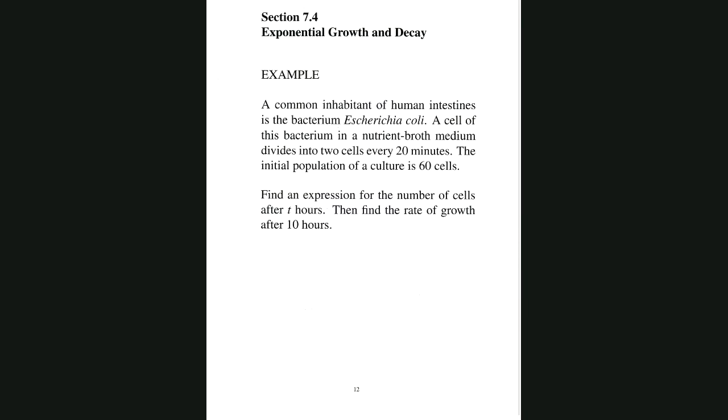If we look at the original problem, we want to find an expression for the number of cells after t hours. Hours, right? So am I going to put a 20 in for t if I want the expression to be in terms of hours? We're not going to put in 20 minutes. We're going to put in 1/3 of an hour. That's right, John. So we'll put 1/3 in.